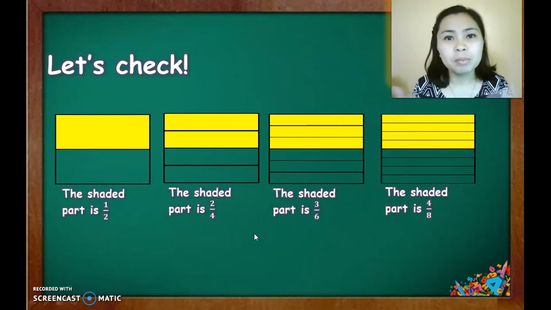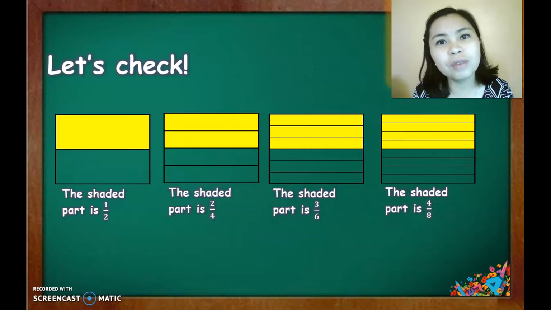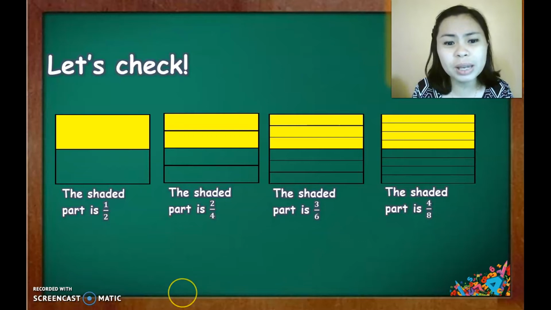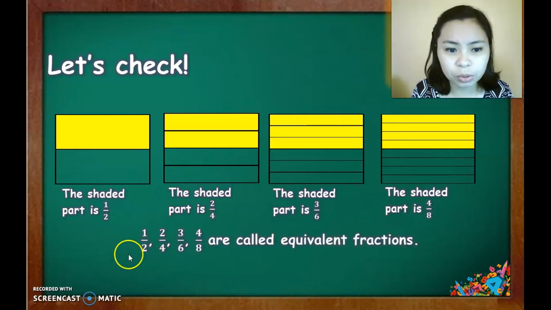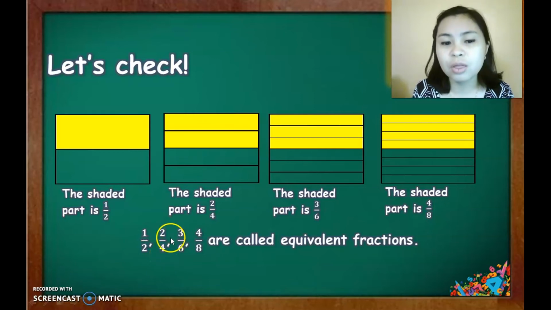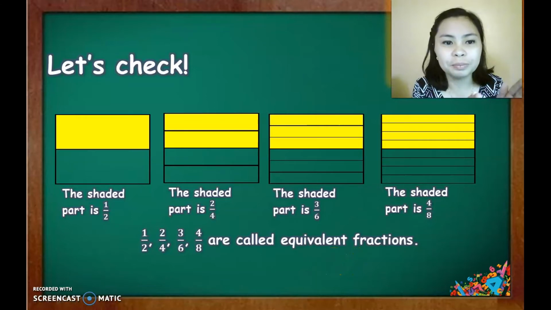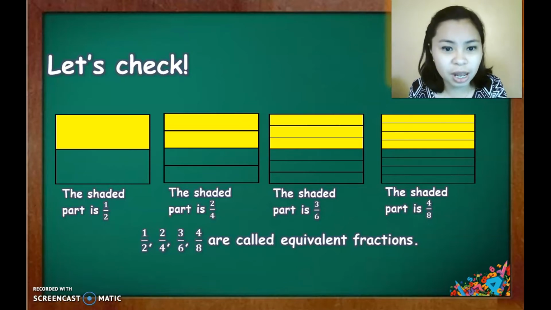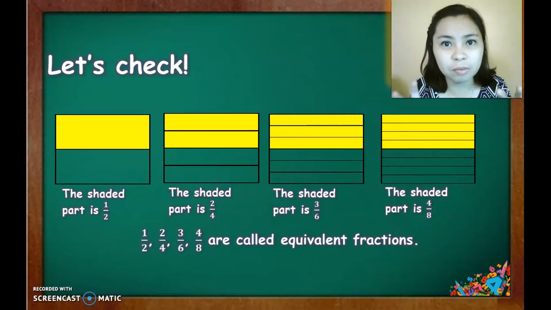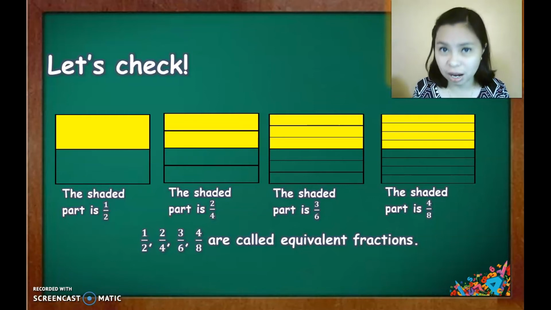Okay. So by the definition, equivalent fractions are fractions that have the same value. So we can say that 1/2, 2/4, 3/6, and 4/8 are called equivalent fractions. You just look at the sets of fractions and identify if they are the same value. So that is equivalent fractions.